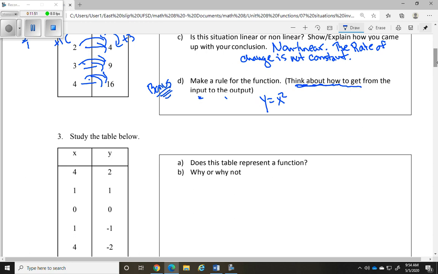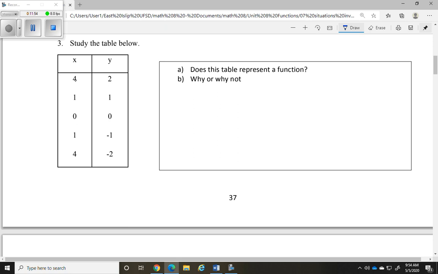So let's take a look. The input of 4 goes to 2, but oh no, the input of 4 also goes to negative 2. The input of 4 has two different outputs. The input of 1 has two different outputs. This is not a function.